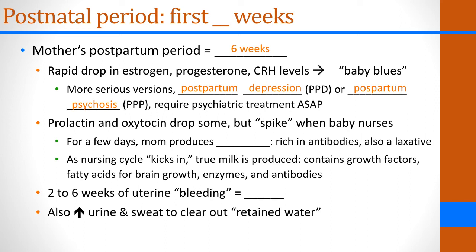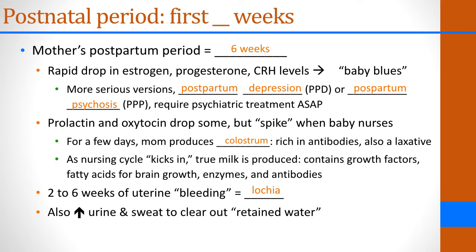They'll drop some, but they're going to spike when the baby nurses, and this is going to promote bonding as well as milk production. For a few days, the mom will produce colostrum, which is very rich in antibodies, and it's also a laxative. As the nursing cycle kicks in, the true milk is produced, and that's going to contain growth factors, fatty acids for brain growth, enzymes, and antibodies.